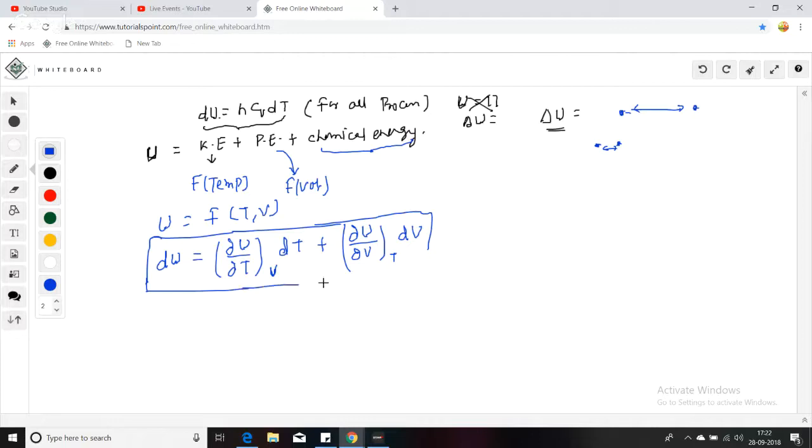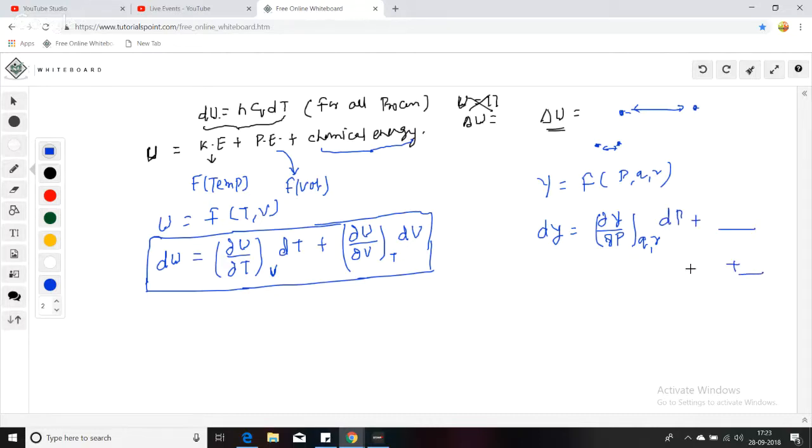Euler's formula you can apply whenever one variable depends on more than one variable. Here U depends on T and V. Suppose Y is a function of P, Q, R, right? Then the change in Y is equal to dou Y by dou P, keeping Q and R constant, into dP, plus the other terms written similarly. Anyways, it is not that important. We call this Euler's formula or Euler's theorem. You let it be, this is not at all required.